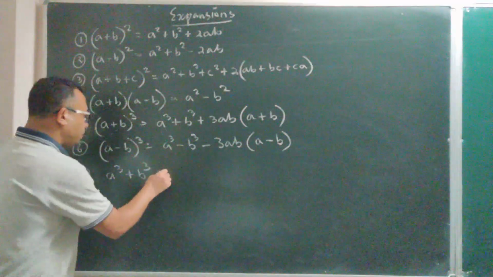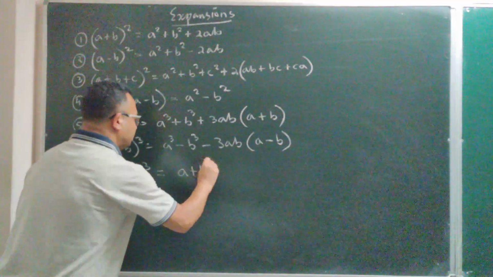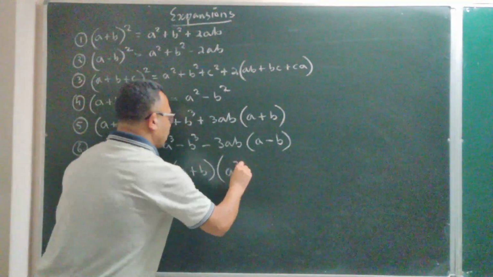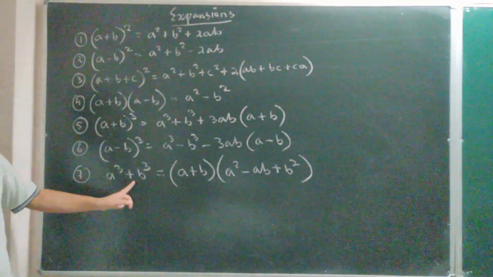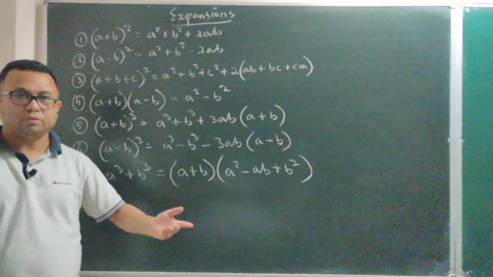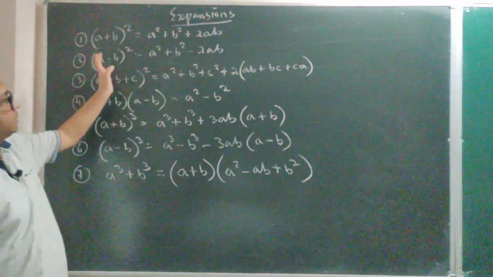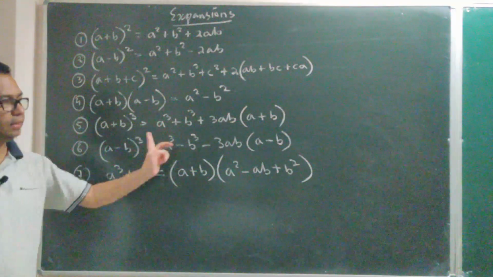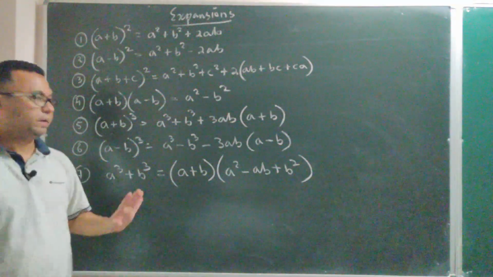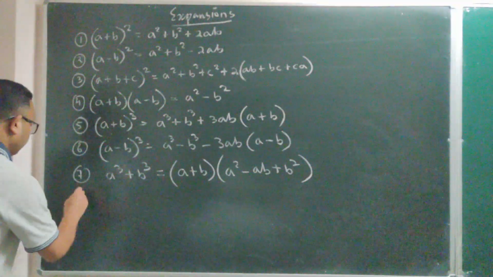And what is a cube plus b cube? The formula for a cube plus b cube is (a plus b)(a square minus ab plus b square). This is the formula for a cube plus b cube. Again I should say expansion is actually from here to here. In expansion, a bracket is converted into something without bracket. But here it is the opposite. This is without bracket and that side is the bracket. So this formula is not an expansion form, but rather a formula for your factorization.